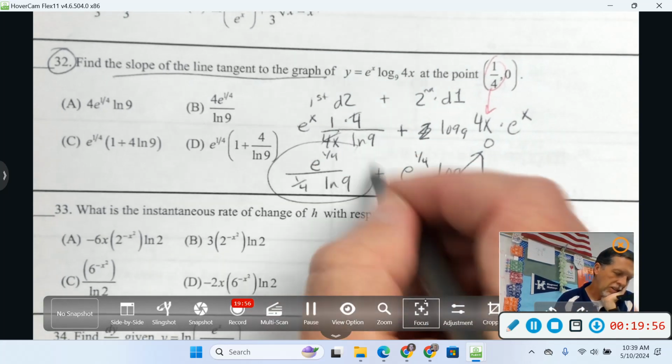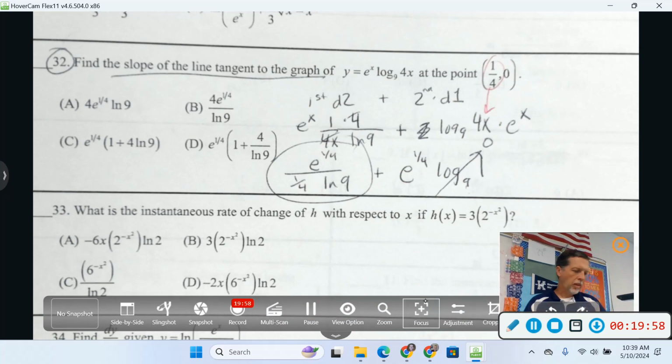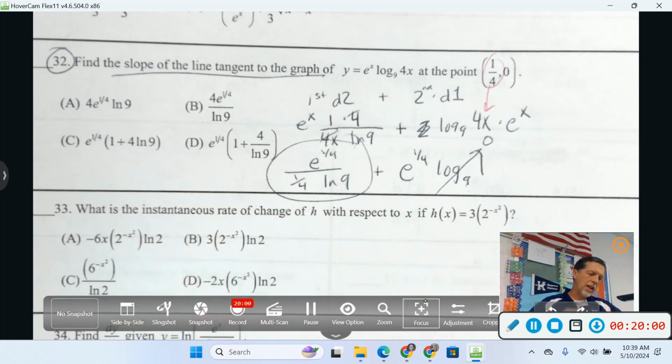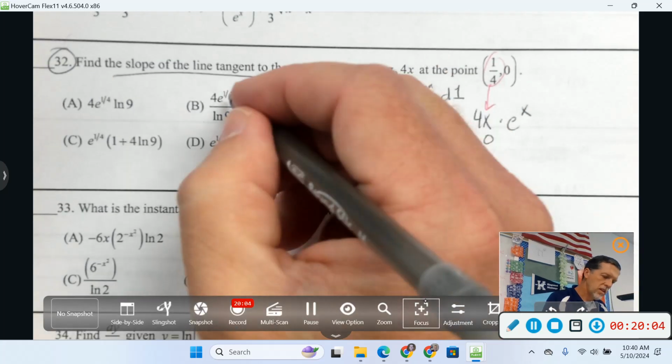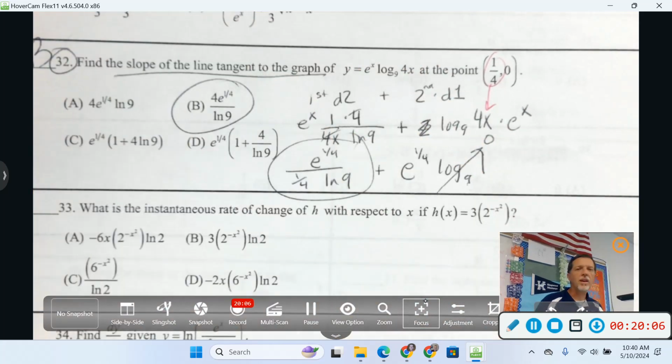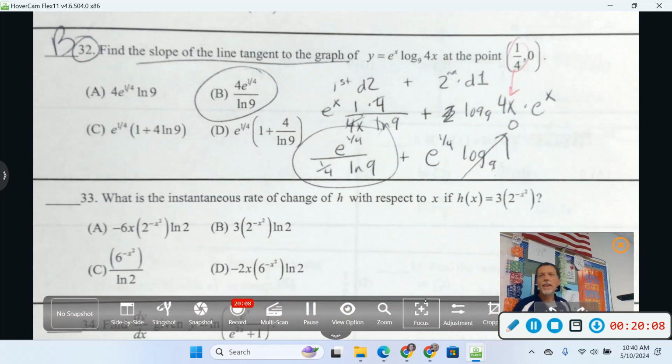Now we're down to just this piece. But a 1/4 in the denominator flips up to be a 4 in the top. So answer choice B. That's another one where there's a lot of trig. Oh, no trig. A lot of calculus and a lot of algebra in that one problem.